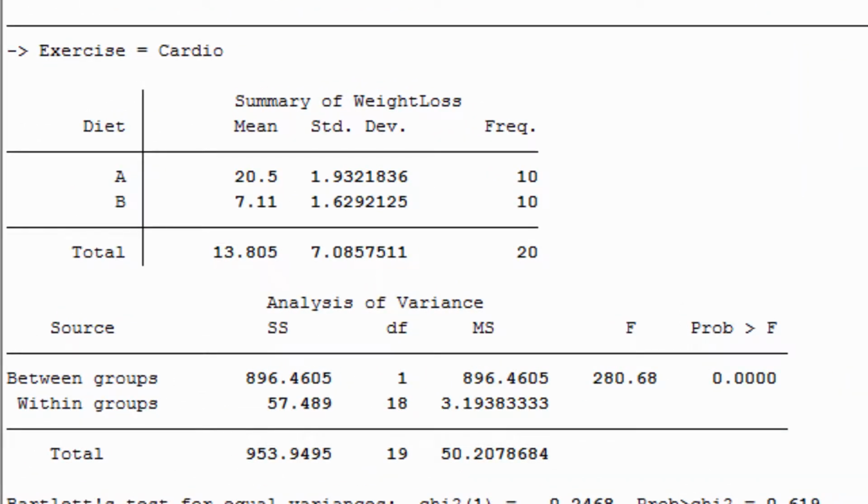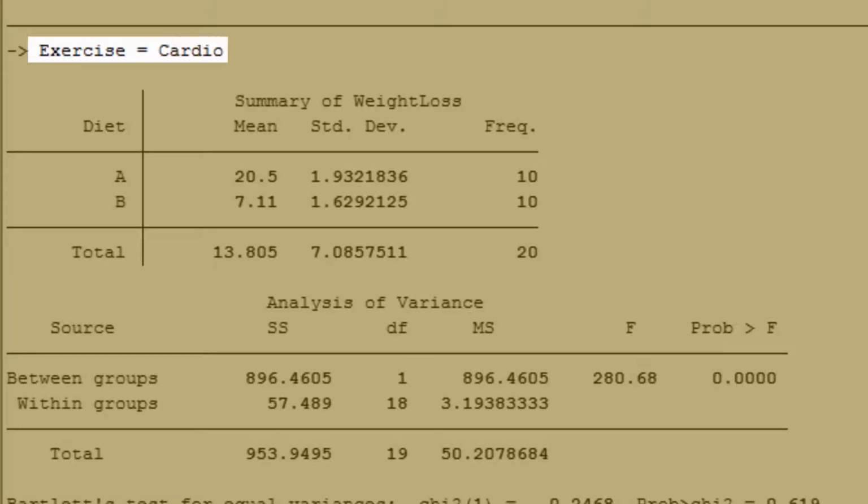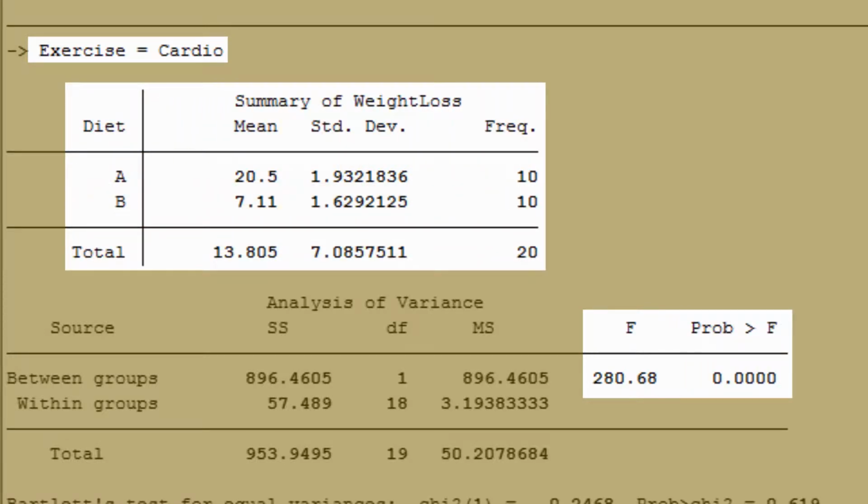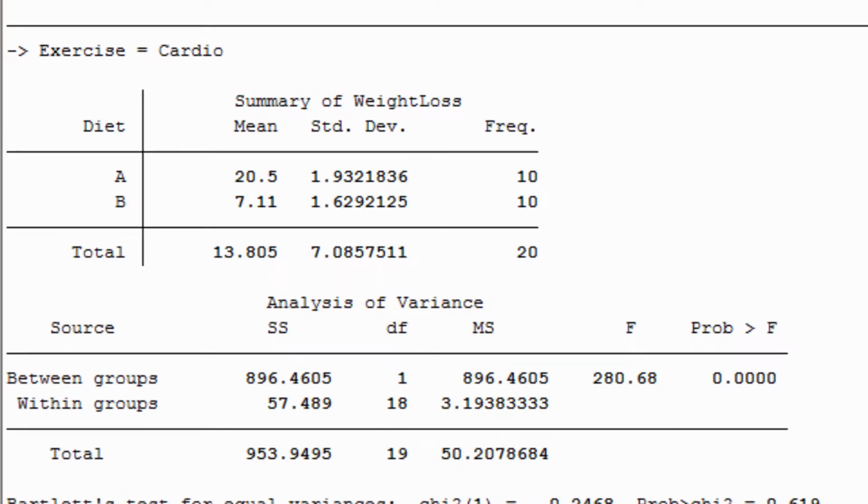The ANOVA table examining the relationship between diet and weight loss for those in the cardio exercise group shows a large F value and a significant associated P value. When examining the means table, we see that for those involved in the cardio exercise program, diet A is associated with greater weight loss, 20.5 pounds on average, than diet B, which is 7.11 pounds on average.